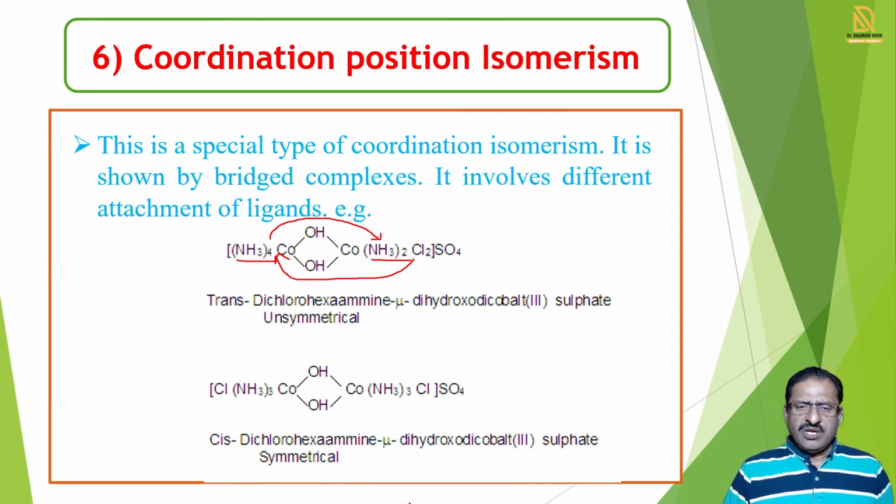So in this way, one symmetrical isomer and one unsymmetrical isomer are formed, and these two are coordination position isomers. So this is one special type of isomerism, slightly different from coordination isomerism.